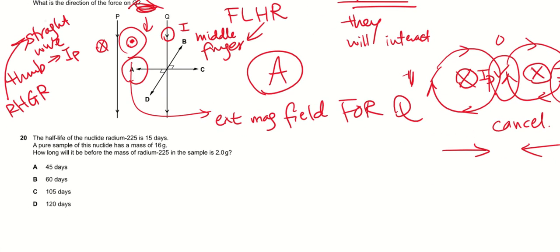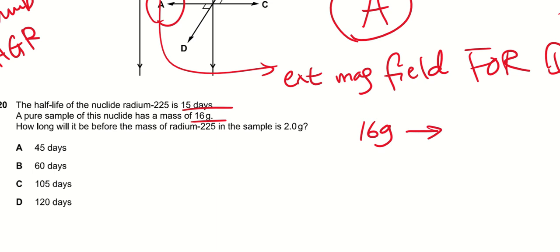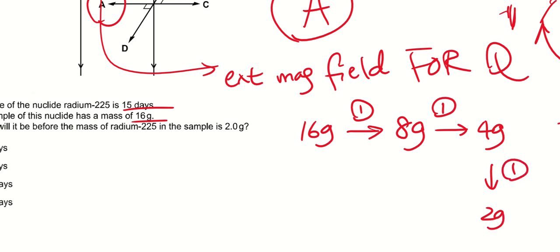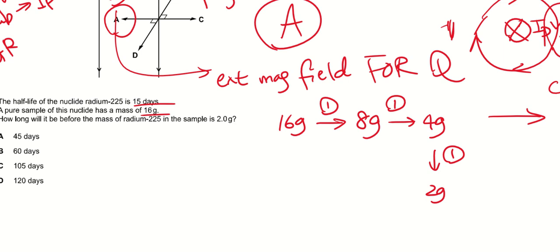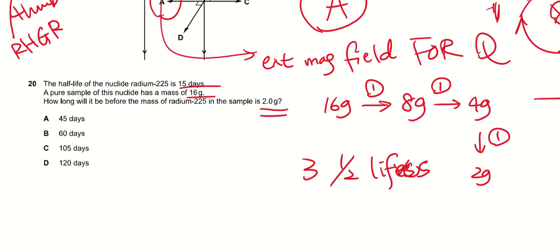Now, last question. The half-life of the nuclide radium-225 is 15 days. That means every 15 days, the number of nuclides will decrease by half. The pure sample has 16 grams. After one half-life, it will become 8 grams. One more half-life, it will become 4 grams. One more half-life, it will become 2 grams. So how many half-lives has it gone through to become 2 grams? 3 half-lives. Each half-life is 15 days, so 3 half-lives will be 45 days. So the answer is A.